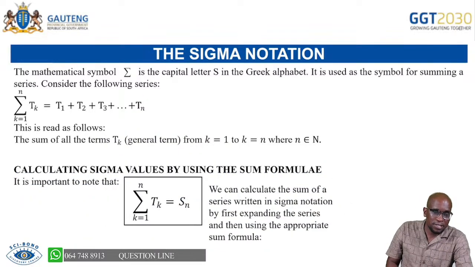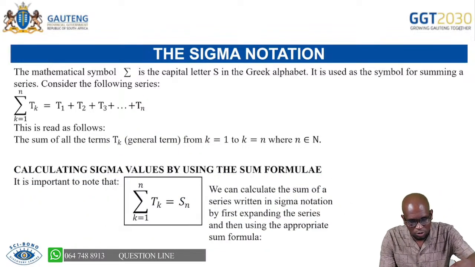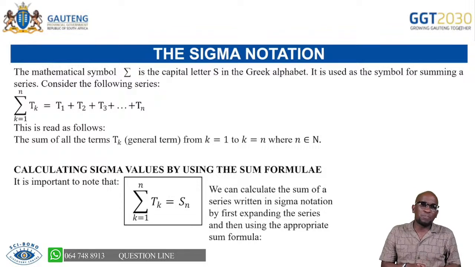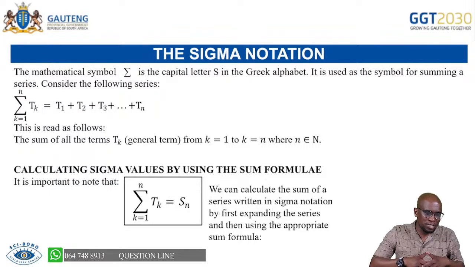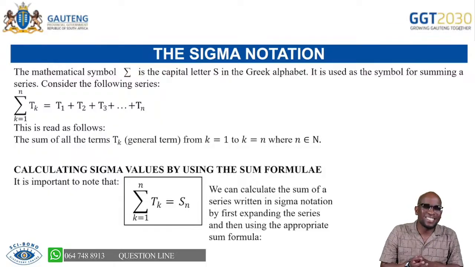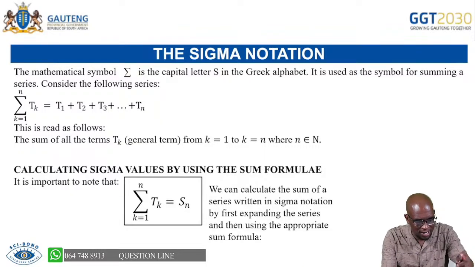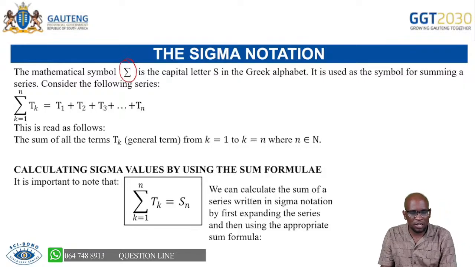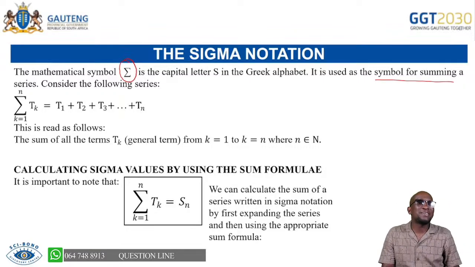Right, the sigma notation. Now we want to talk about the sigma notation. Now let's look at the analogy behind the sigma notation. We are using the Greek symbol. That Greek symbol means sum. This is the letter S in the Greek alphabet. It means sum. It is used to symbolize the sum of any terms.